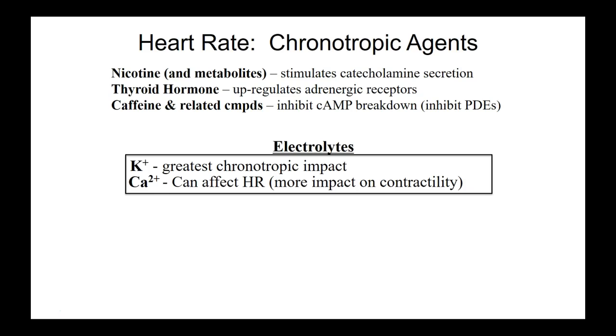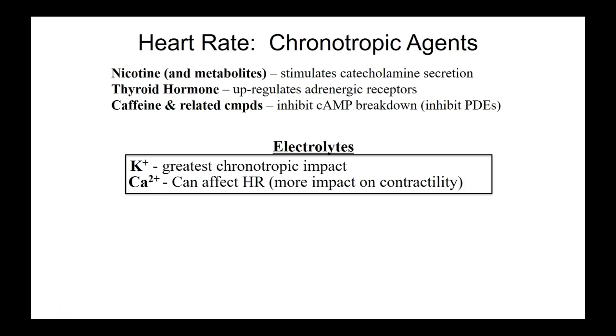Thyroid hormone upregulates adrenergic receptors. So adrenergic. So what is that? A neurotransmitter or a hormone? What are you talking about? Epinephrine, norepinephrine, adrenaline, right? Okay. So is that going to be positive or negative? Positive chronotropic. Caffeine and related compounds. So it turns out they inhibit cyclic AMP breakdown.